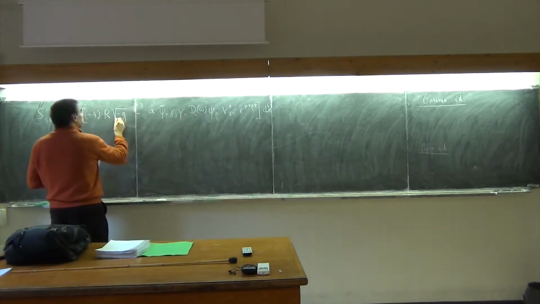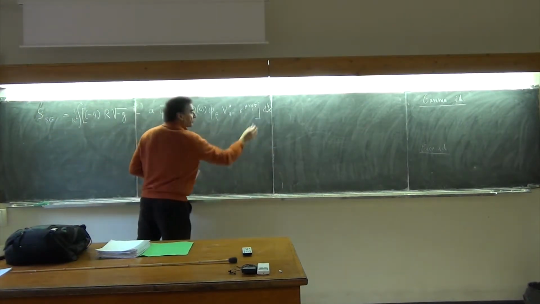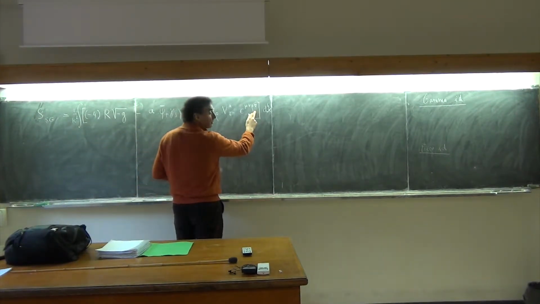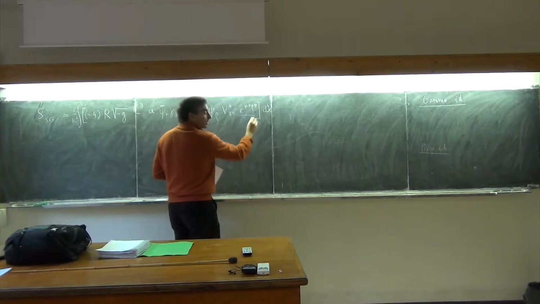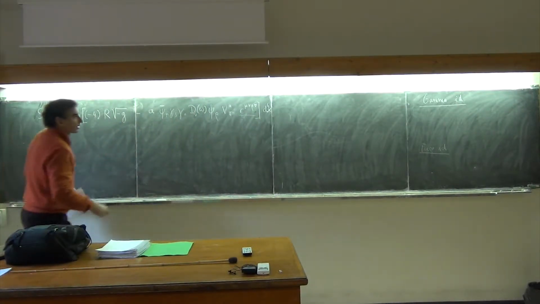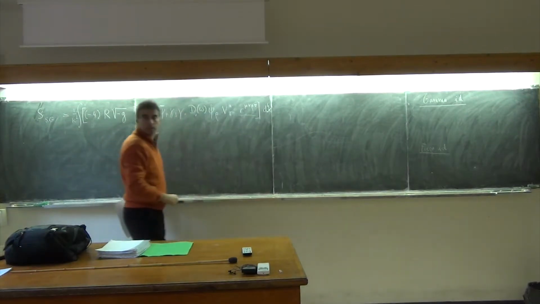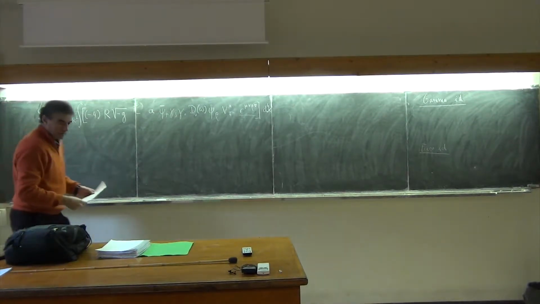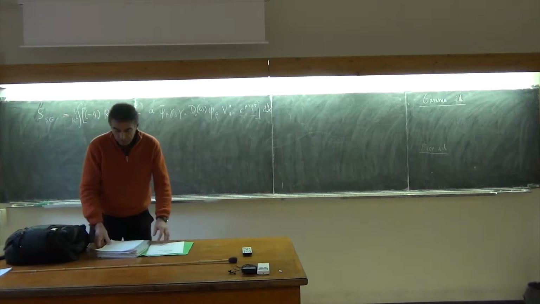Now you notice that here you have square root of minus g times d^4x, which is the invariant volume element. Here you do not need a square root of g, because this is already a scalar density of weight 1, and so this is indeed a good tensor. So this is the action we wrote down in the component formalism.